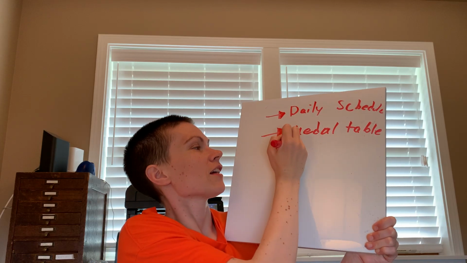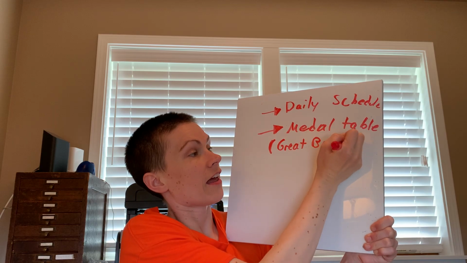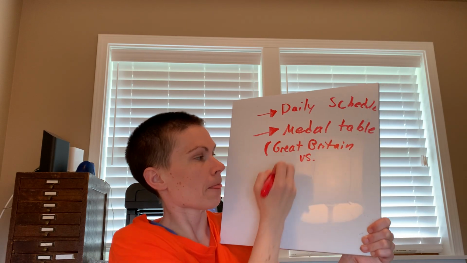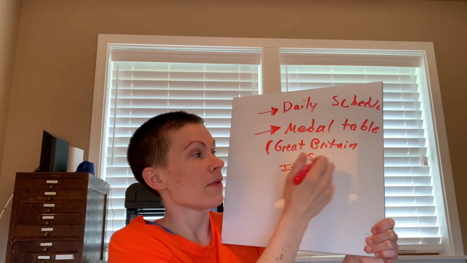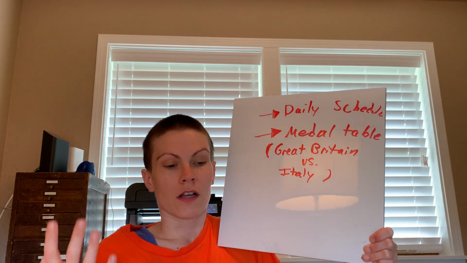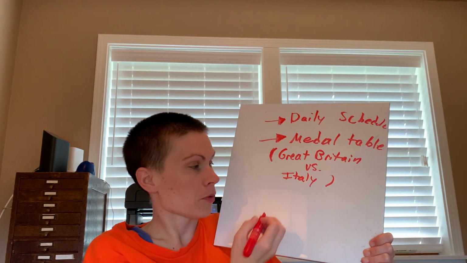Is it going to be Great Britain, which I have in just one sport, just pool swimming, versus Italy, which is the only country that I'm interested in for all 3 sports this time around? This is the first time I'm doing this. So I have a medal table, so you can see how the medal table progresses.